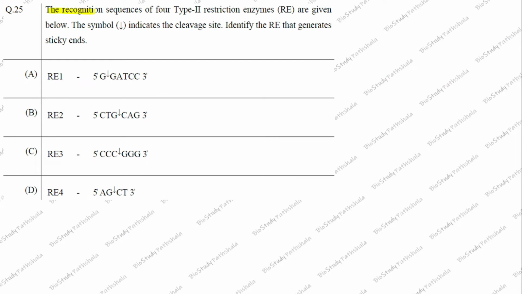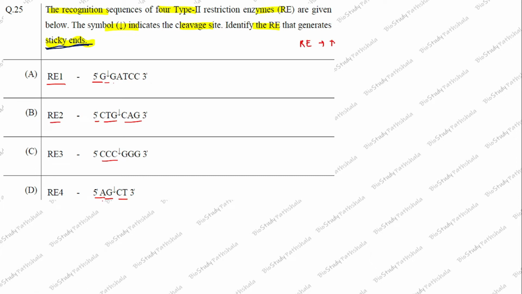Next question is that the recognition sequences of 4 type 2 restriction enzymes are given below. The symbol, that is arrow, indicates the cleavage site. Identify the RE that generates sticky ends. So the demand of this question is in the last line, that is that RE which produces sticky ends, we should opt that out. First option is RE1 5' G cut site GATCC 3', RE2 5' CTG cut site CAG, option C RE3 5' CCC cut site GGG 3', RE4 5' AG cut site CT 3'.